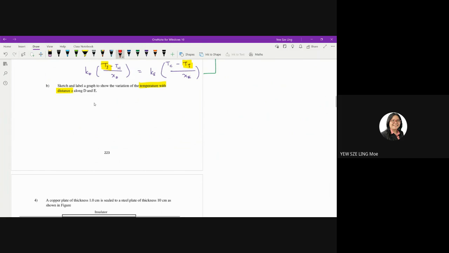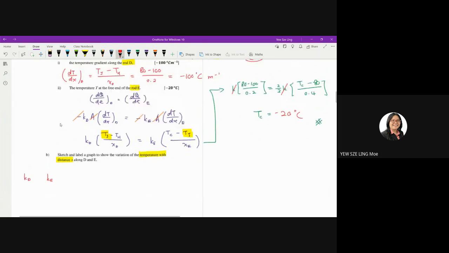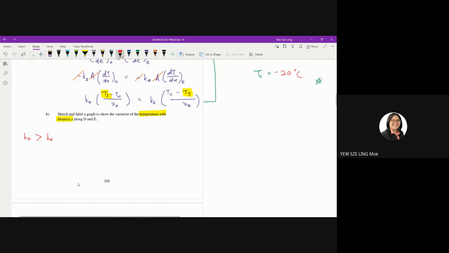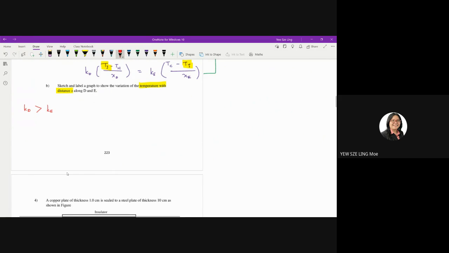You should compare the values of thermal conductivity. So you look at the values of KD and you look at the values of KE and see which one is greater, which one is larger. According to the question, KD is equals to K, KE is equals to 2 over 3 K, which means KD is larger than KE in this question.